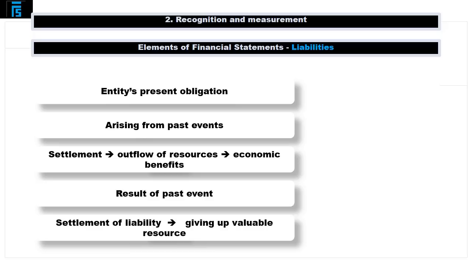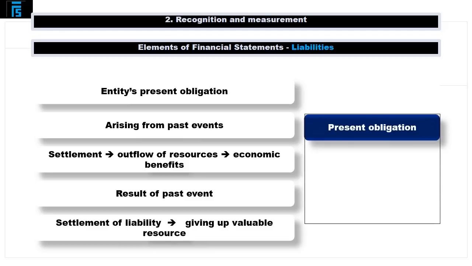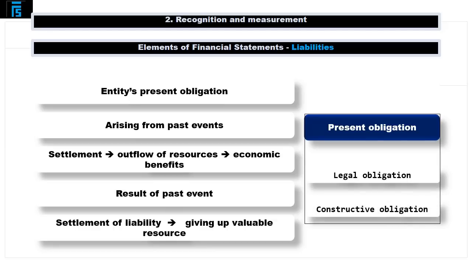Let's now examine the first component of the liability definition, namely the notion of a present obligation, that is, a duty or responsibility to act or perform in a certain way. Present obligations may actually arise in two ways. The majority are so-called legal obligations, as they result from binding contracts which are legally enforceable or from statutory requirements.